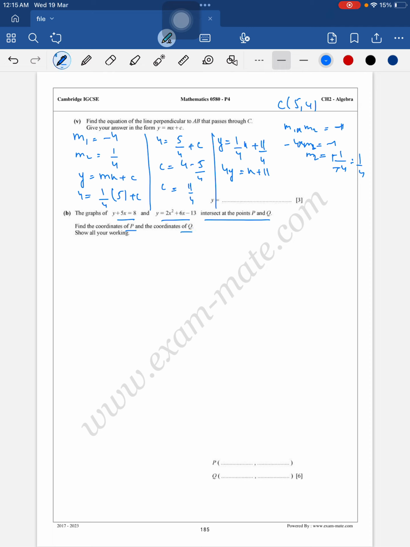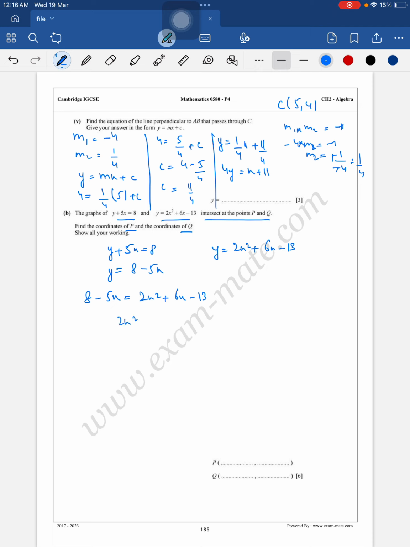So y plus 5x is equal to 8 and y is equal to 2x squared plus 6x minus 13. If I make y the subject in this case, y equals 8 minus 5x. So both are meeting, so we can compare them. Since y is equal to 8 minus 5x and y is equal to 2x squared plus 6x minus 13, solve it to find the value of x.